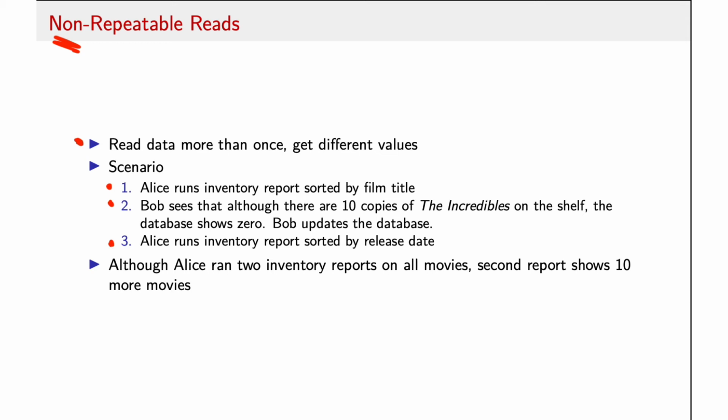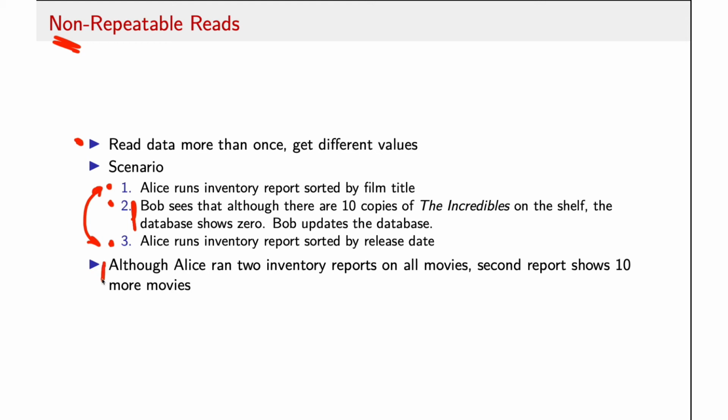Now you would expect that the information that she gets from the database would be the same whether she's sorting things by film title or by release date, right? But what she's going to see, even if she tries to do these two things in the same operation, the fact that Bob will have made a change to the number of copies of Incredibles is going to result in the second report reflecting a different number for that particular film.